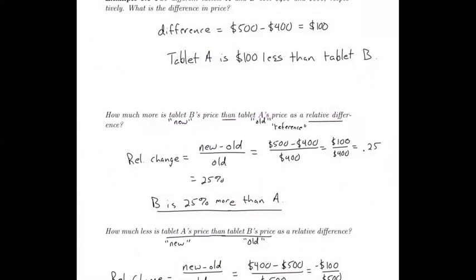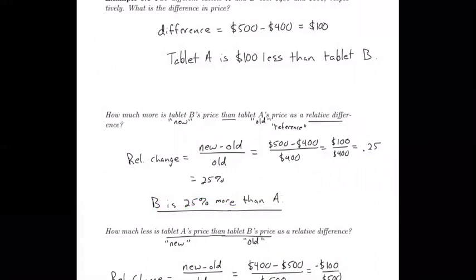So the relative change now is B's price, new minus old over old. This is A's price as the old price in both places. So we have $100 over $400. That comes out to 0.25 or 25%. So then we note it's positive. So tablet B is 25% more than tablet A in terms of price.